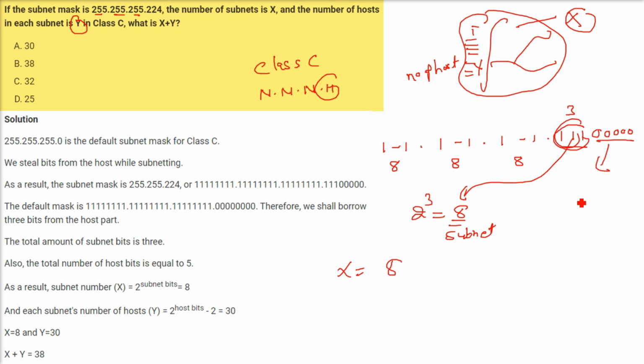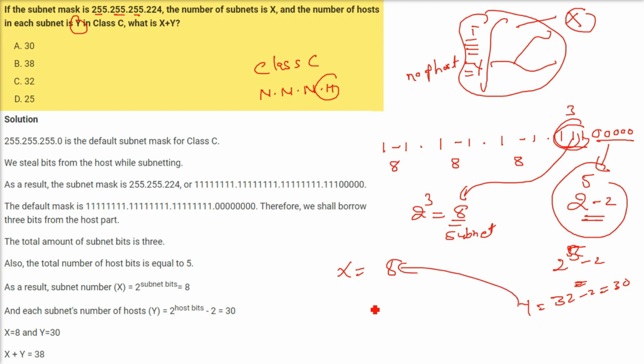5 zeros are remaining. That is 2 to the power 5 minus 2. These hosts can be assigned. 2 to the power 5 is 32. 32 minus 2 is 30. So 30 is your Y. These are the hosts that can be assigned. X plus Y is 30 plus 8. The answer is 38.